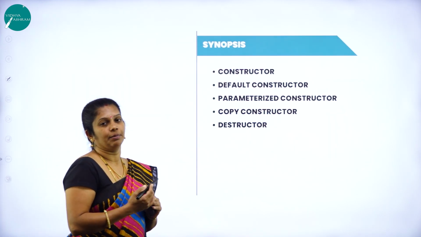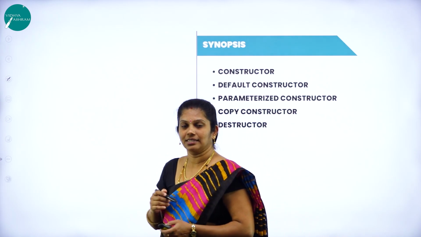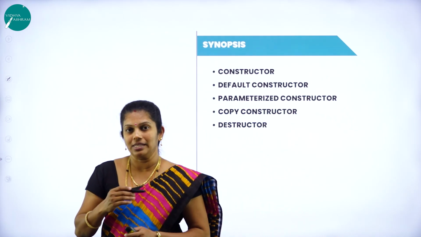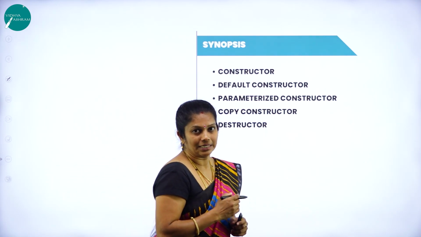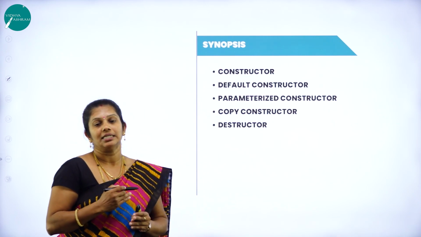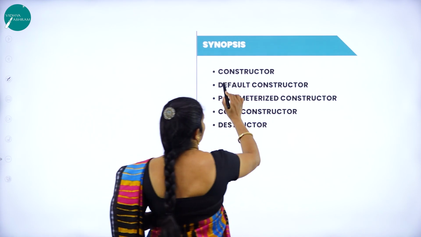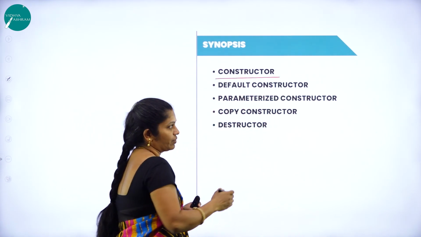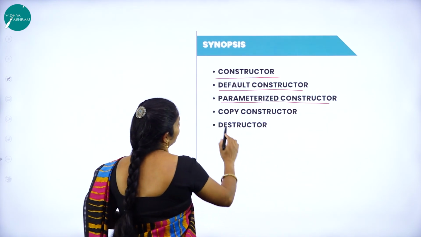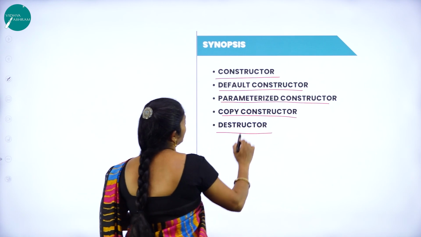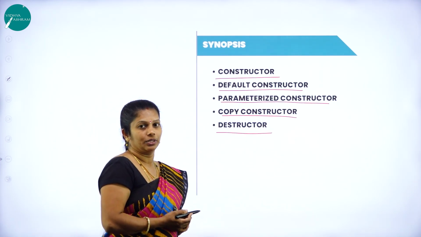The major concepts of this chapter are: what do you mean by constructor, which are the different types of constructor, and what are the rules to follow while naming a constructor. Then, what do you mean by destructor? This is the major concept you will study in this chapter. Under types of constructor: default constructor, parameterized constructor, copy constructor, as well as destructor.